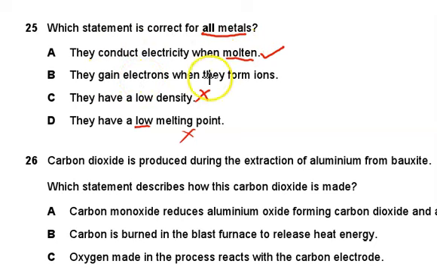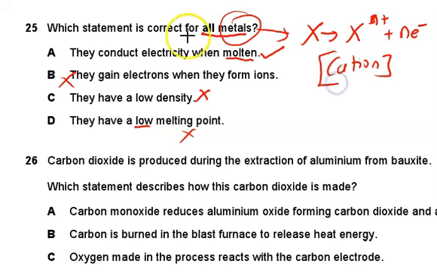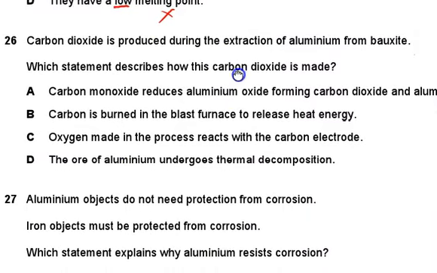They gain electrons when they turn into ions. So remember, this is wrong. All metals will release a certain amount of electrons. All metals will form cations. So please remember this, guys. So your best answer here will be A. Okay, now let us go to question number 26.